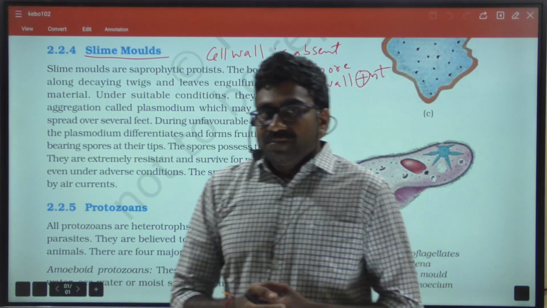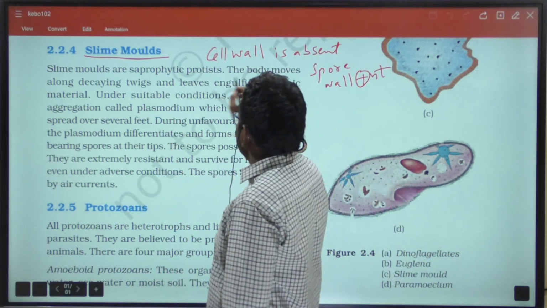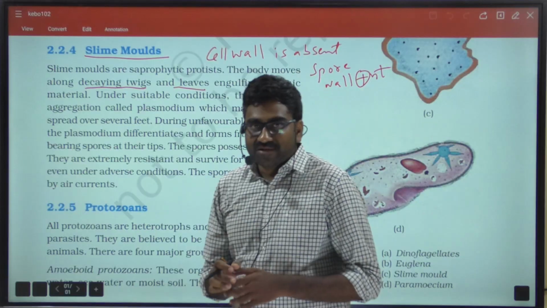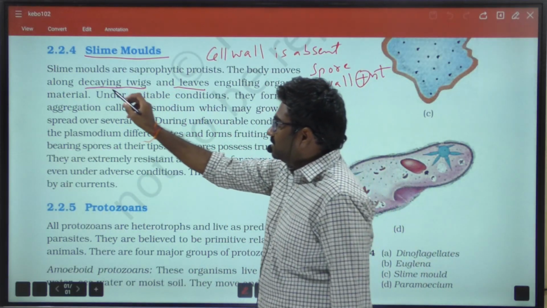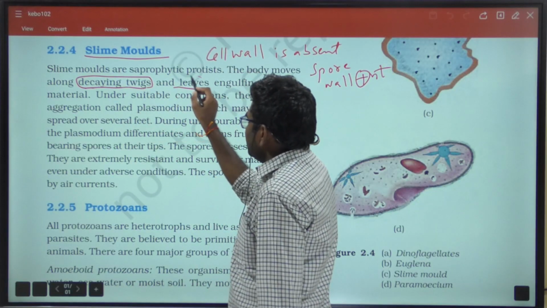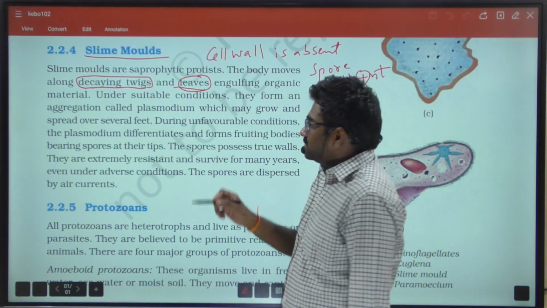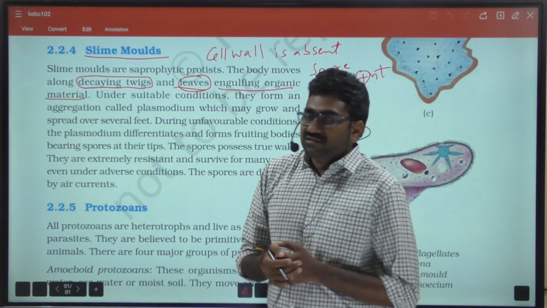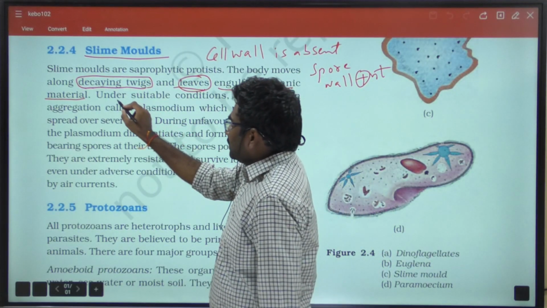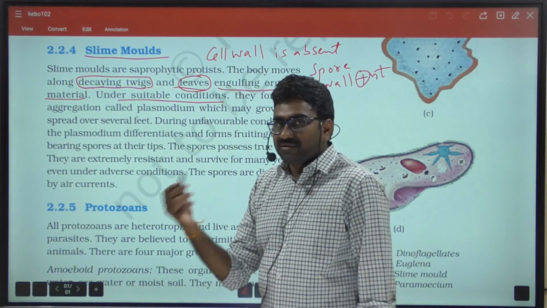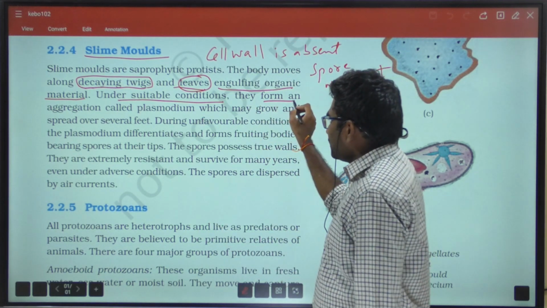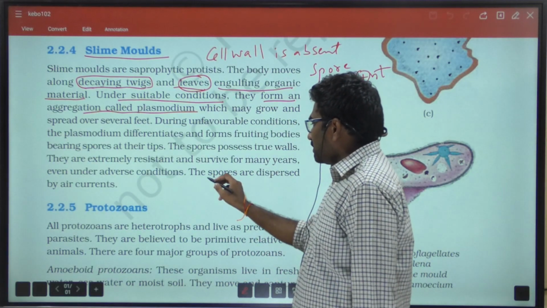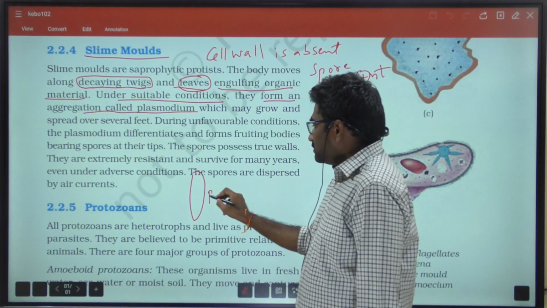Okay. So here, the body of the slime molds moves along decaying twigs and leaves, engulfing organic material, right? And under suitable conditions, that means under favorable conditions, slime molds form an aggregation called plasmodium.